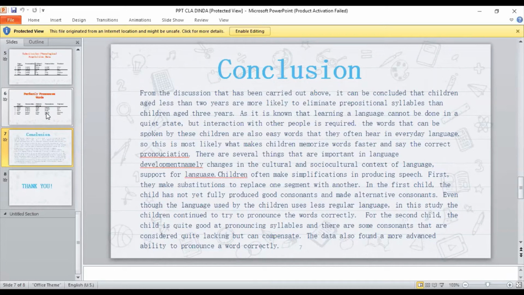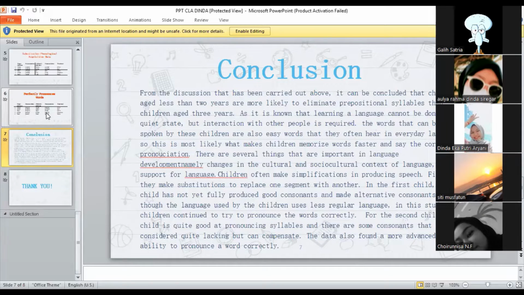So, the conclusion from this discussion that has been carried out above is that children at 3 years old are more likely to eliminate the prefix syllable. Learning a language cannot be done instantly. Words spoken by children are also easy words that they often hear every day. There are several things that are important in language development, namely change in the socio-cultural content of language.